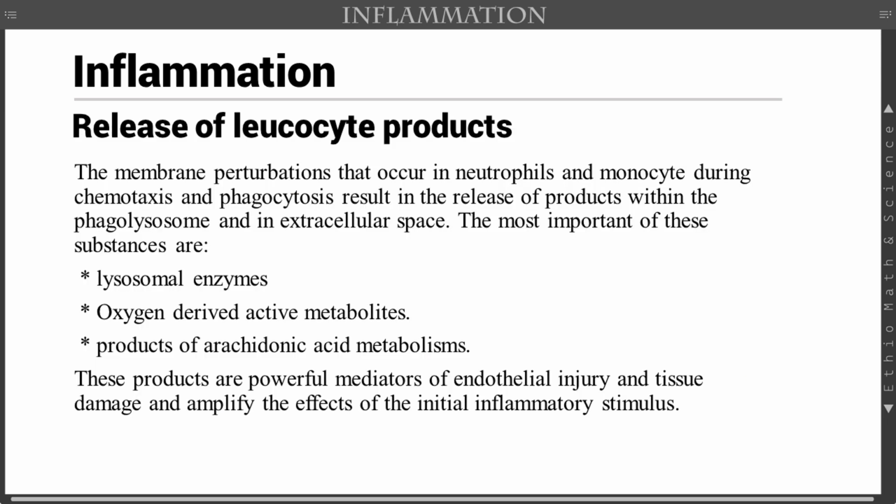As neutrophils and monocytes crawl, chemotaxis, and eat, phagocytosis, their membranes are perturbed. That mechanical and receptor-level activation triggers degranulation and mediator release both into the phagolysosome and, critically, into extracellular space. Three classes dominate: lysosomal enzymes, oxygen-derived reactive metabolites, and products of arachidonic acid metabolism. Inside the phagolysosome they kill, outside they amplify inflammation and can injure tissue.